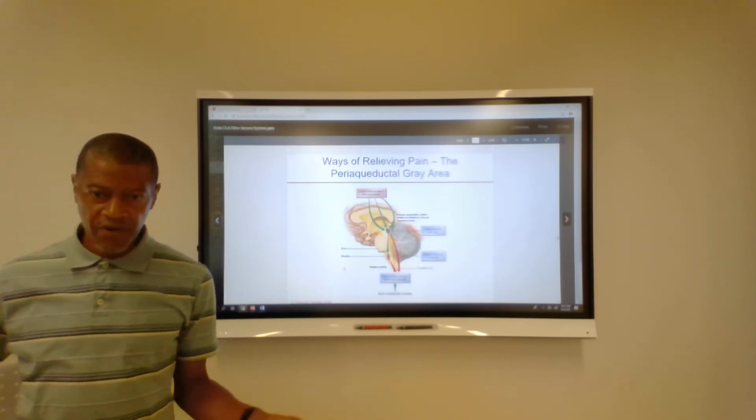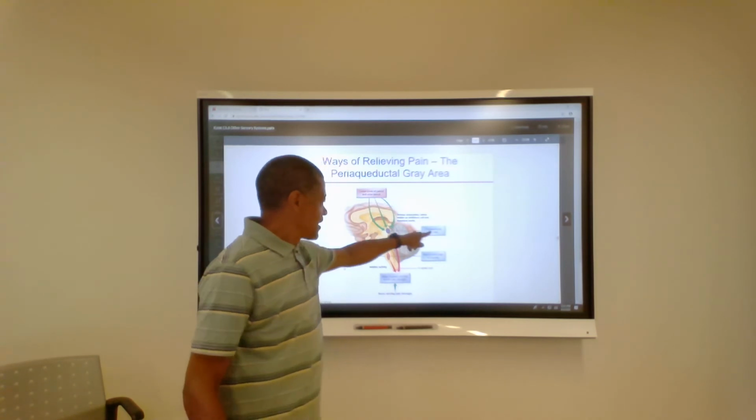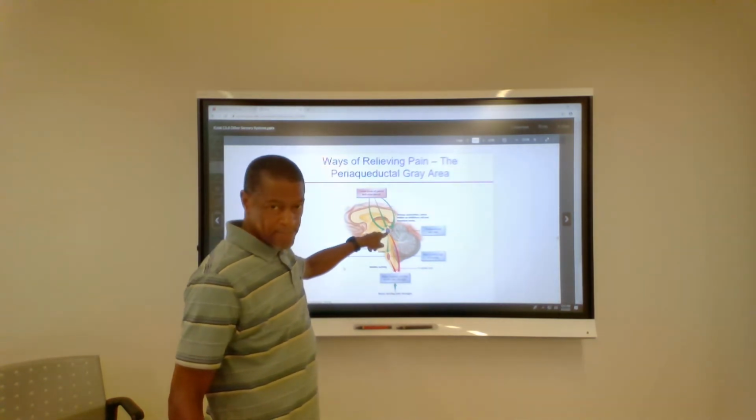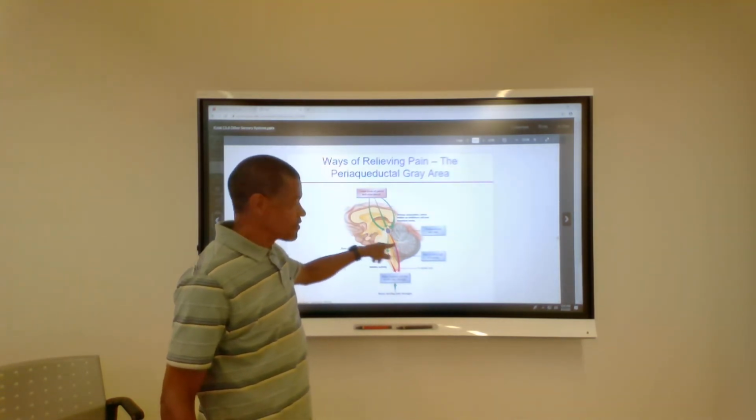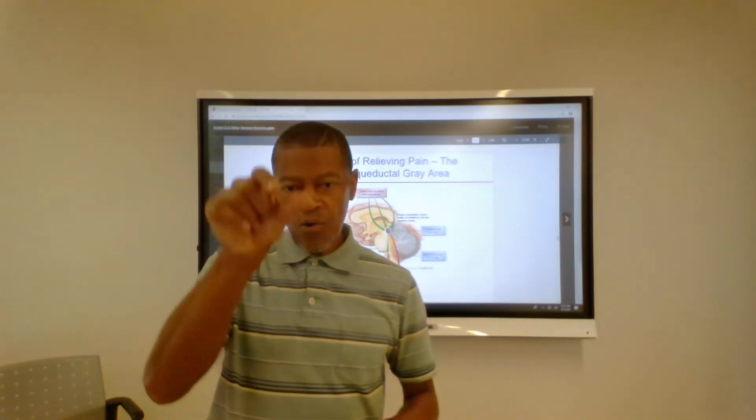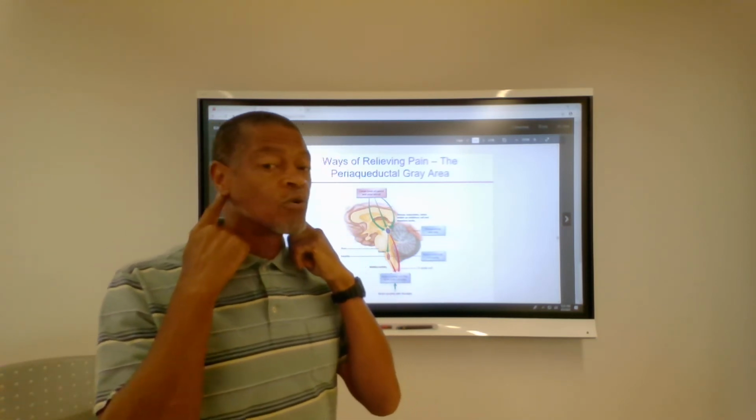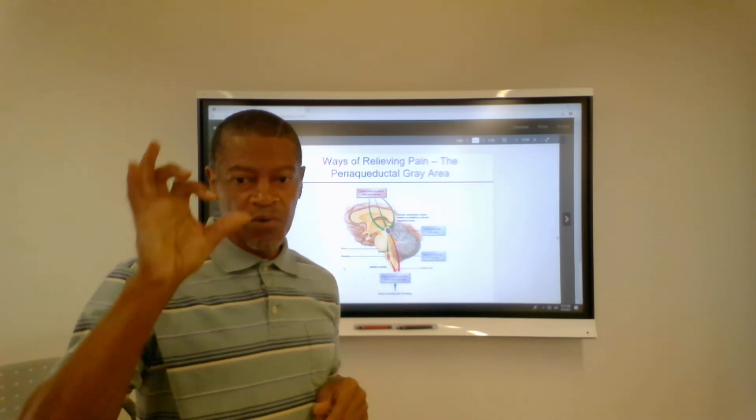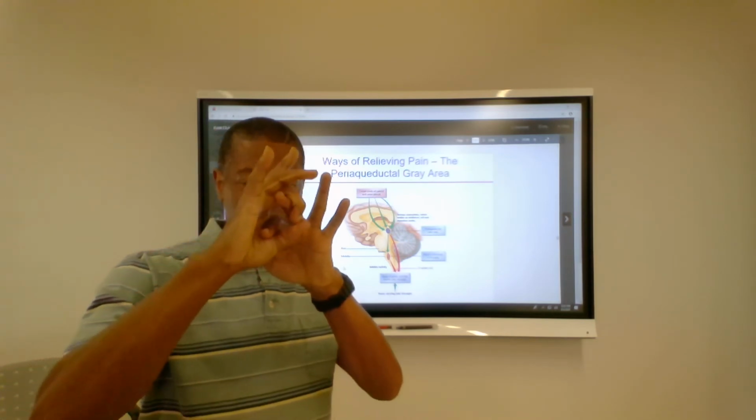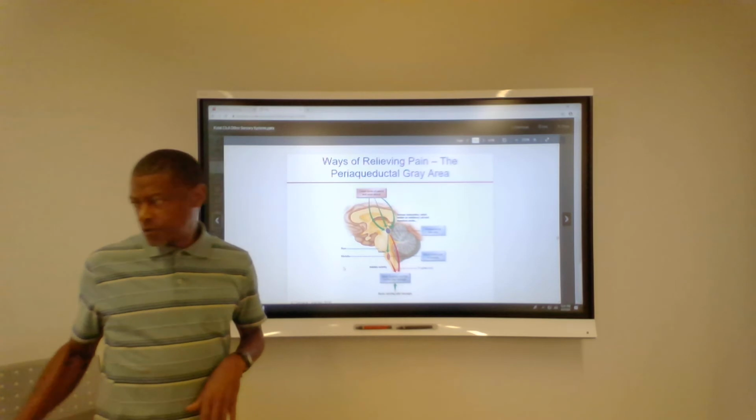Another place right here shows where in the brain it's actually coming from. That little purple or blue dot there is called the periaqueductal gray. Peri meaning around what? The aqueduct. It's where the cerebrospinal fluid flows in the middle of the brain. So that area, saturated with endorphins, sends them down to the spinal cord, shutting off pain.